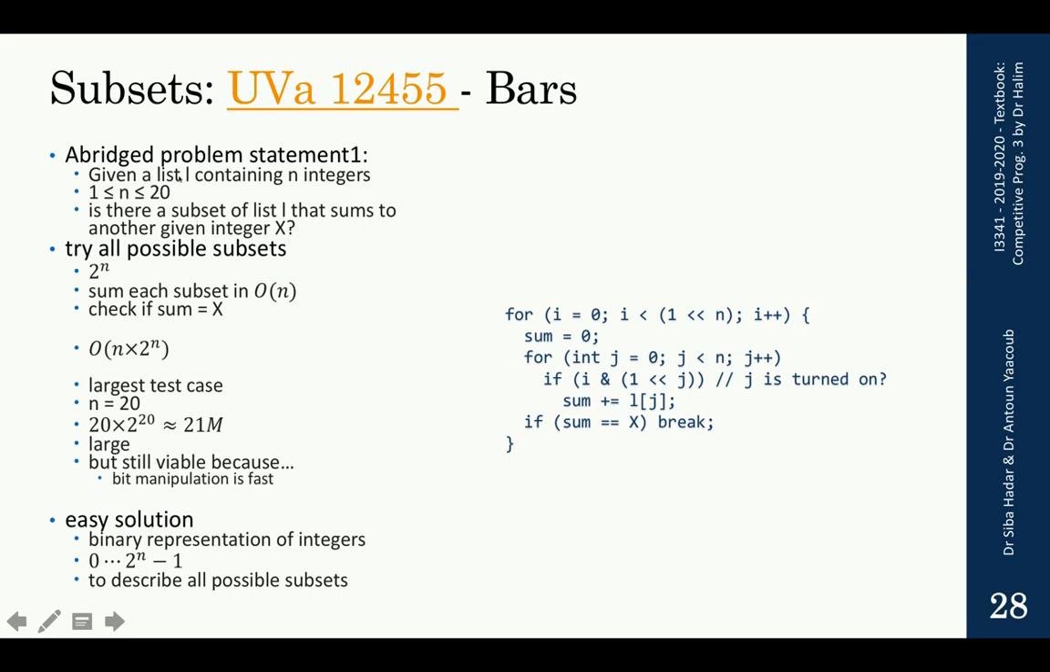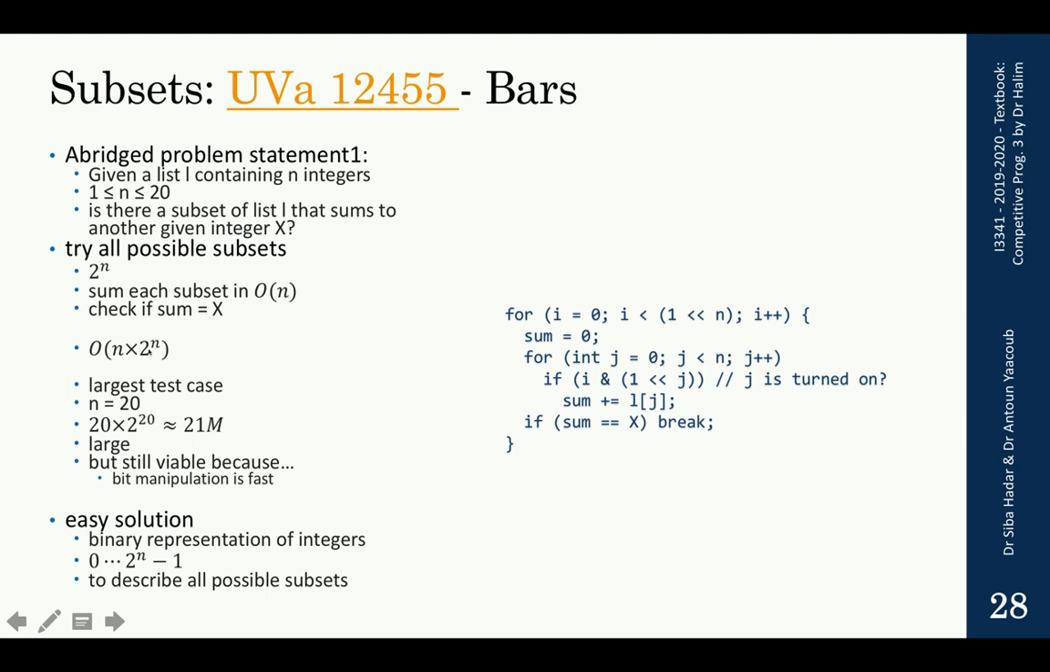So I give you the list, the n integers, and I give you x, and I ask, is there a subset of L whose summation is equal to x? And here again, you will find yourself in front of trying all the possible subsets. I have to try all the possible subsets of L, which are 2 to the power n, and sum each subset. You also have a complexity of order n to sum, and to check if the sum is equal to x.